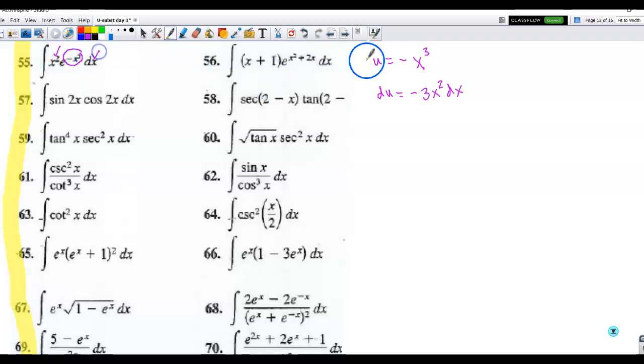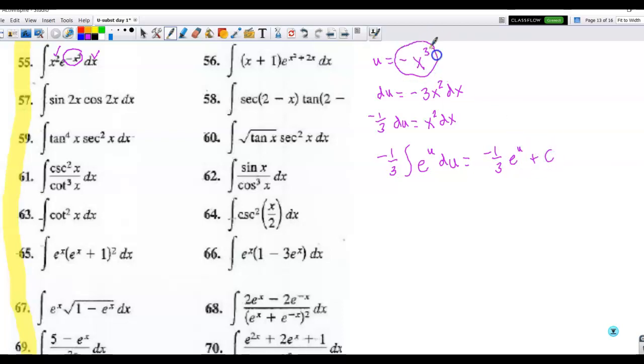I have a dx, yay, but I don't need the negative 3. Divide it to the other side, per usual, per normal. Do the substitution, the negative 1/3 coefficient out front. And then I'll have e to the u, which is easy. The antiderivative of e to the u is e to the u, and then I'll have my plus c. And then your last step is to substitute negative x cubed back in place of u as your final answer. Your answer has to be in terms of the variable it started with.